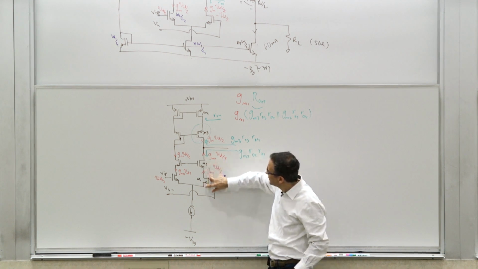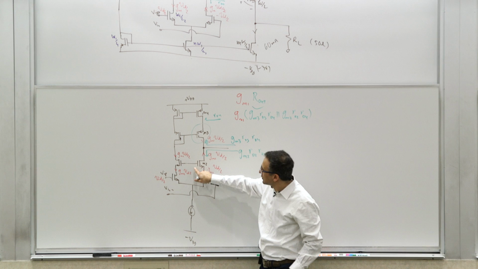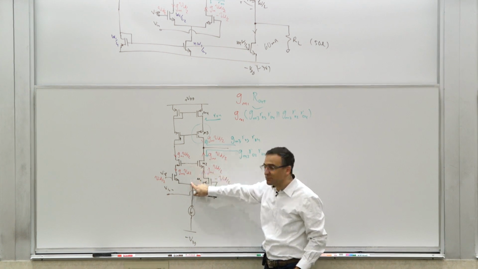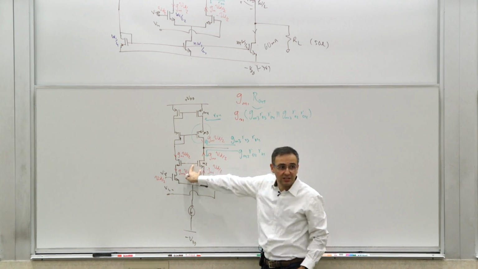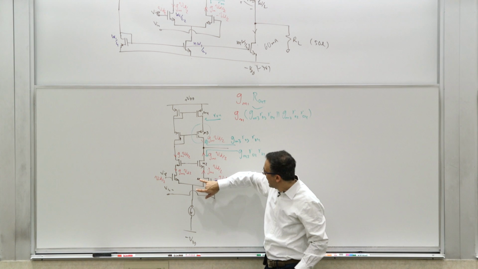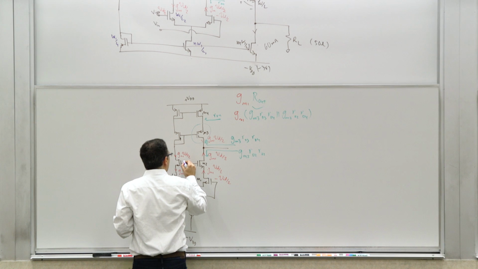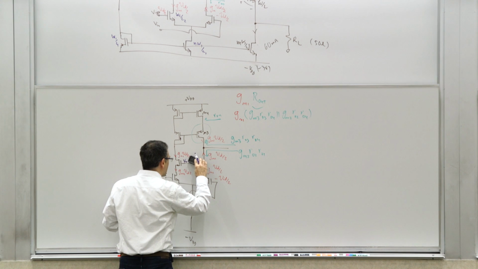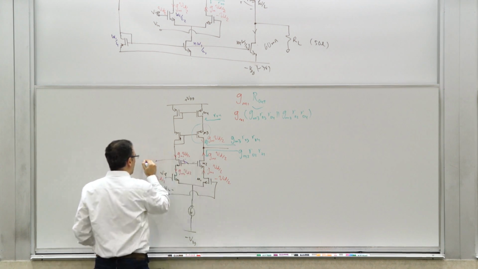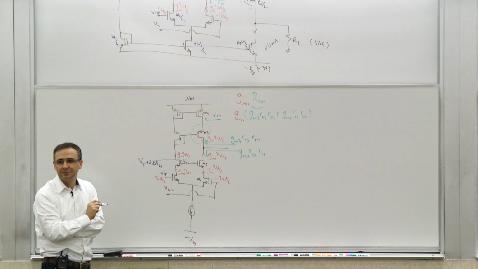So if this is 2 delta VGSs above here, this means that this voltage has to be VT plus 2 delta VGS above this point. Do you agree? Because you need a VT plus delta VGS across the gate source here, and you have a delta VGS here. So the best case scenario for this voltage is VT plus 2 delta VGS. That's what you want it to be at.